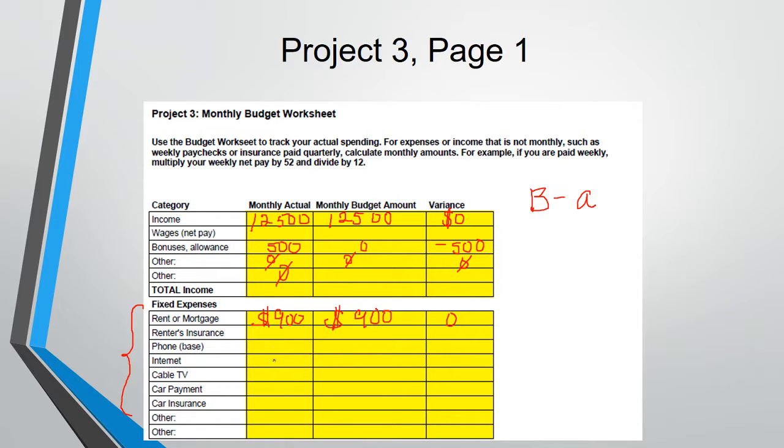Alright, so what you're going to do is fill out. If you don't plan on getting internet for your home, again, put $0. So do not leave anything blank, just put 0. Alright, so that is income and fixed expenses.